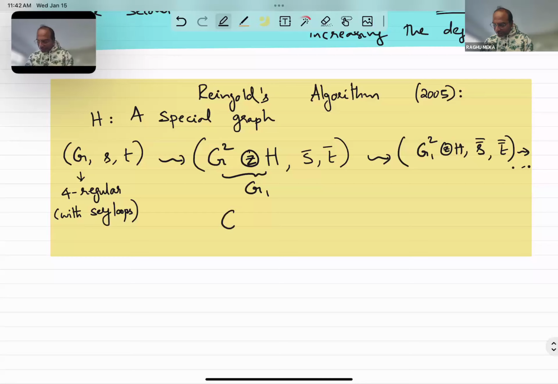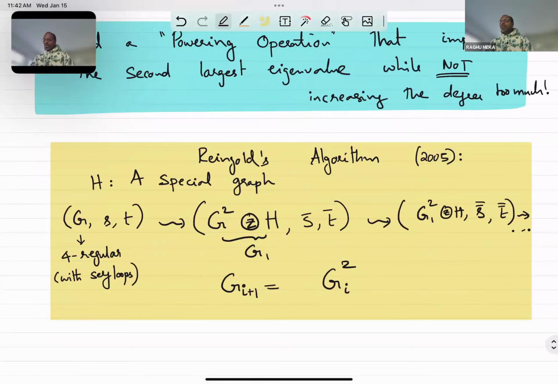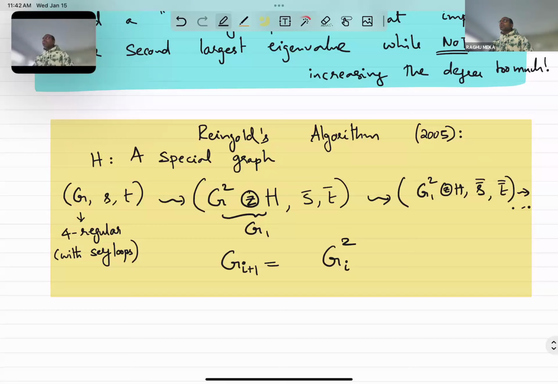Okay, so every time we are going to replace the graph that we currently have with a new graph, which is the square of the current graph. So the same thing that we started out with, squaring, which improved the second largest eigenvalue but hurt the degree, and then do something else to reduce the degree, but not hurt the second largest eigenvalue.